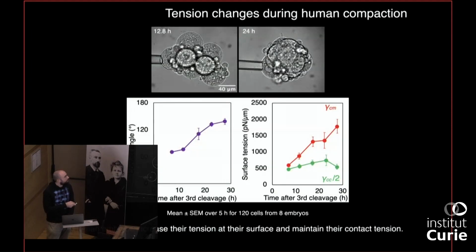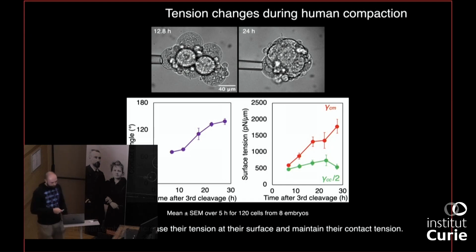Okay, and so now what happens to the embryos is that during compaction, the angle of contact is increasing. It increases about the same way in the mouse and human, and about the same way in the embryos grown in the lab and those which are observed in the clinic. During this time, the tension gamma CM is growing from 500 to 2,000 piconewton per micrometer, so it's a fourfold increase. At the same time, the tension at the cell-cell contact is remaining steady. So what seems to be driving compaction is this increase in tension at the surface of the embryo, not a relaxation of cell-cell contact as you would expect, for example, from two soap bubbles which would adhere to one another.